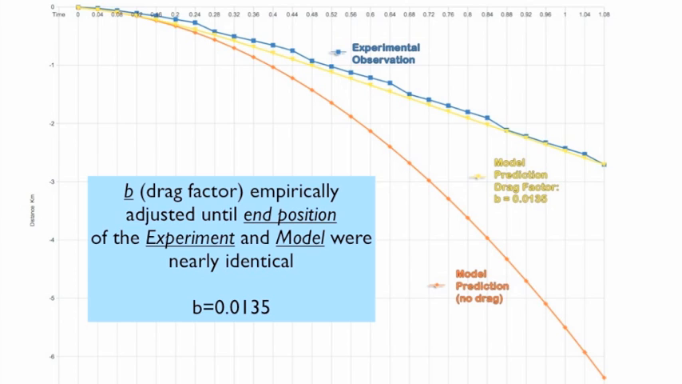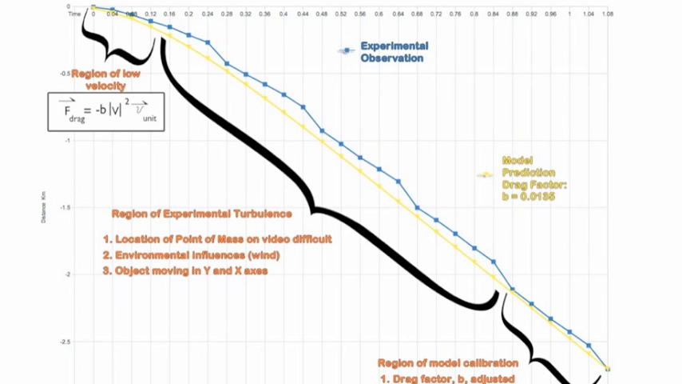This is a comparison of the experimental data and the computer-generated model after the drag force has been empirically established. The first region of low velocity shows close correlation between the two. A middle region shows some deviation between the experimental data and the computer-generated predictions.